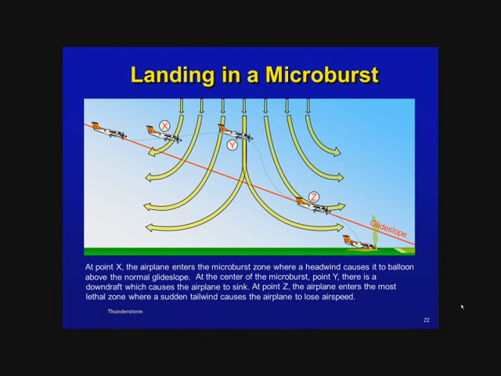Let's look at what happens when an aircraft attempts to land in a microburst. At point X, an airplane enters the microburst zone where a headwind causes it to balloon above the normal glide slope. At the center of the microburst, at point Y, there is a downdraft which causes the airplane to sink. At point Z, the airplane enters the most lethal zone where a sudden tailwind causes the airplane to lose airspeed.